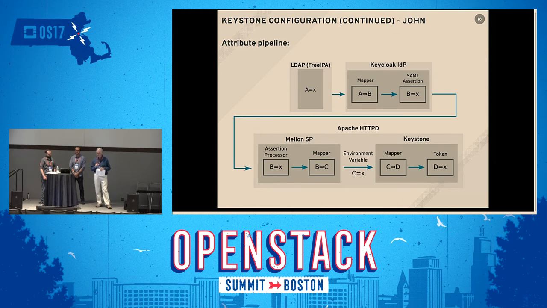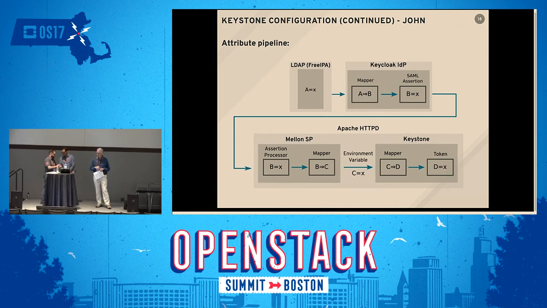So in this illustration, we're going to look at an attribute. I'm just going to simply say it is attribute A. It's going to be looked up in LDAP. It's going to be read by the IDP, which has a mapper associated with it. You can rename it. We're going to call it B when it lands in the IDP. The IDP is going to take that attribute named B, and it's going to stuff it into a SAML assertion.